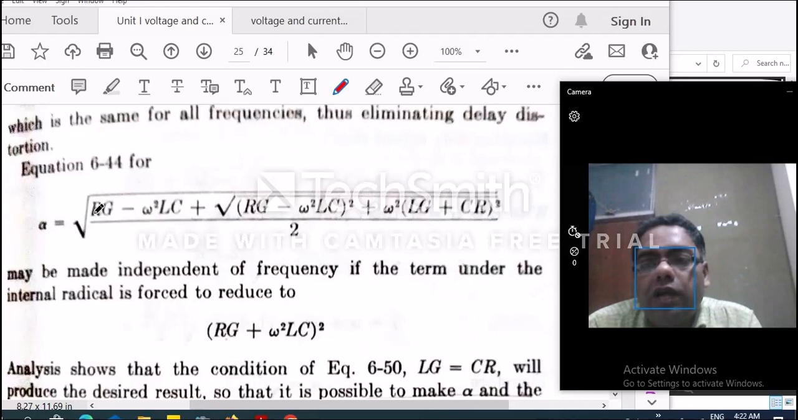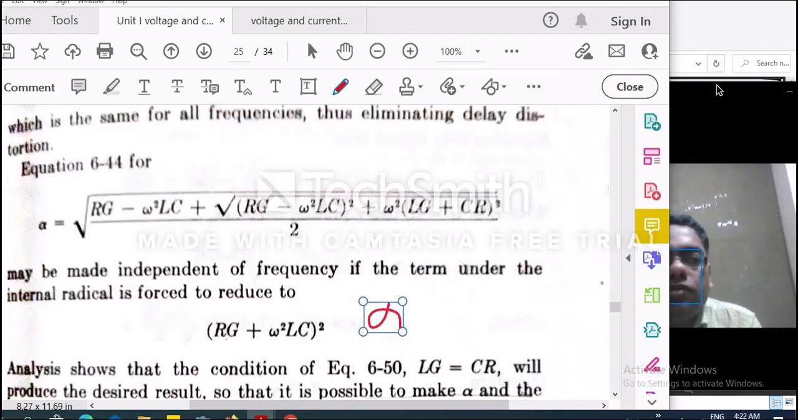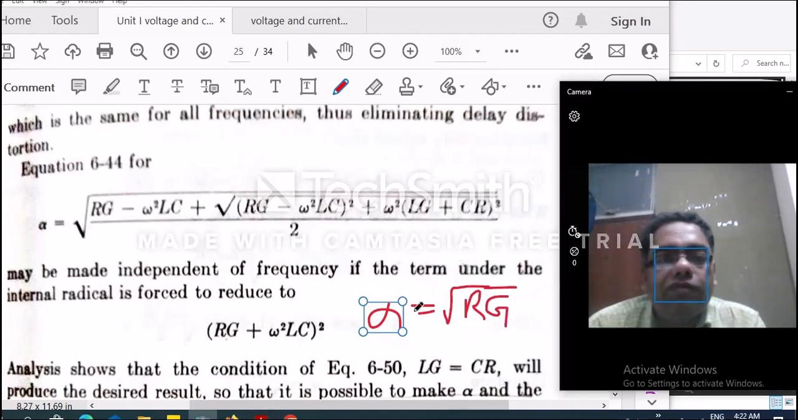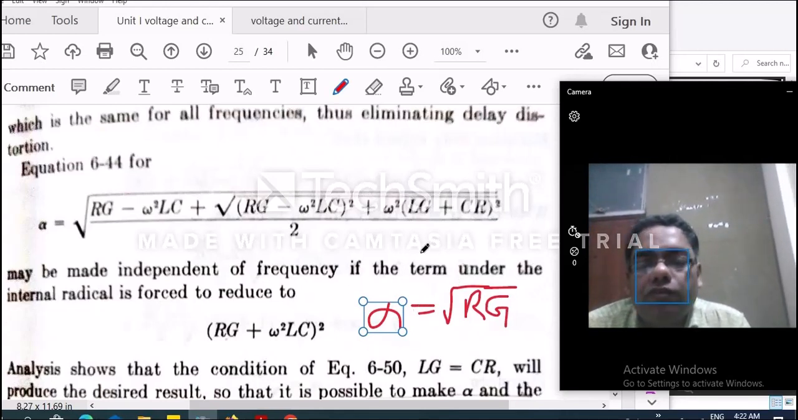So I will get root of Rg. So alpha will become root of Rg. Now R and G are generally considered independent of frequency. Thus alpha comes out to be independent of frequency.